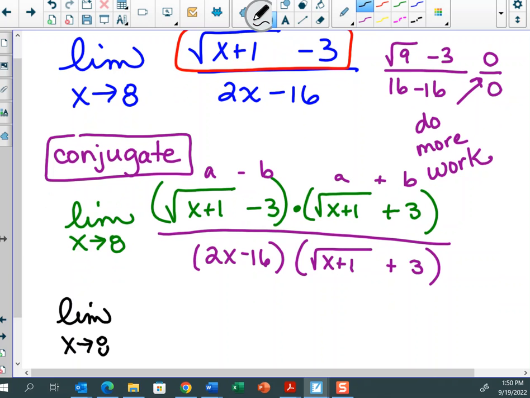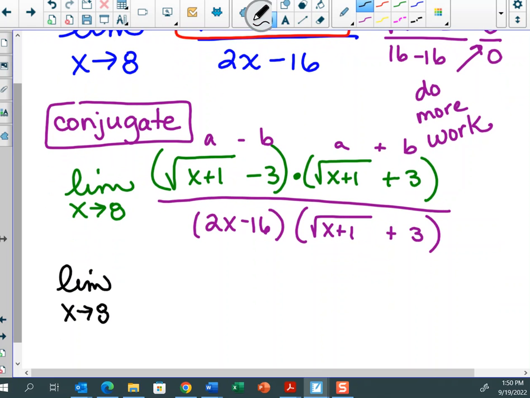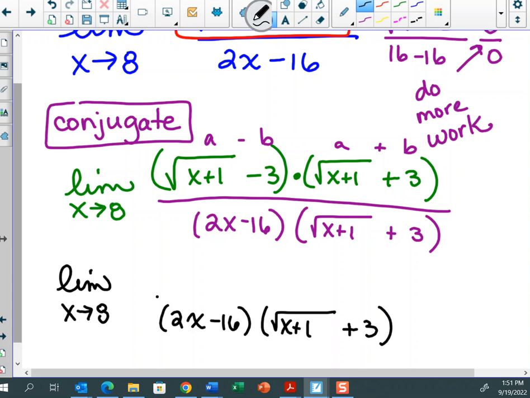Now, this was last Thursday, so I know it's been a while, so let's talk through the pieces. The two pieces that are not the conjugate relationship, they just sit next to each other. I don't do anything to them. I don't try to FOIL them together. I just let them sit there. 2x minus 16, square root, x plus 1 plus 3.